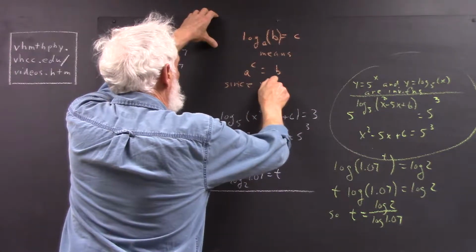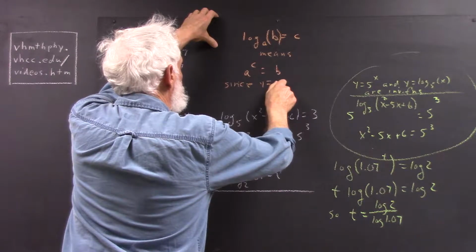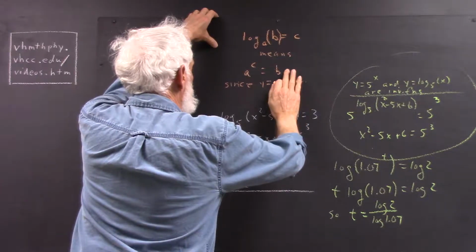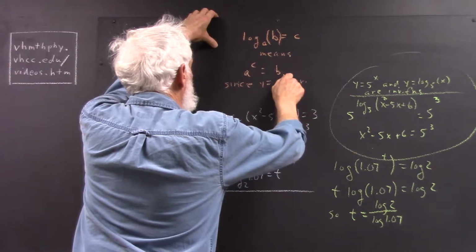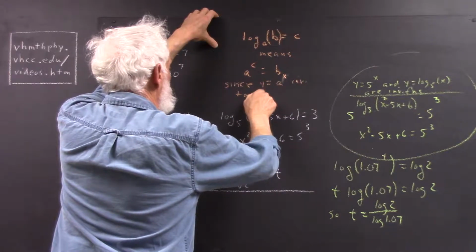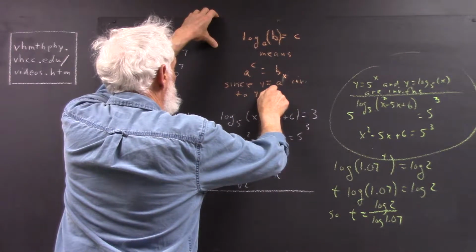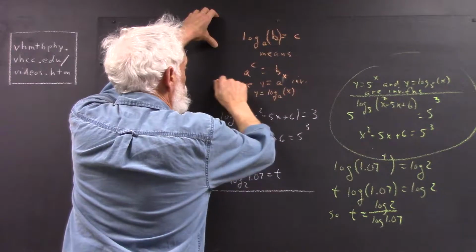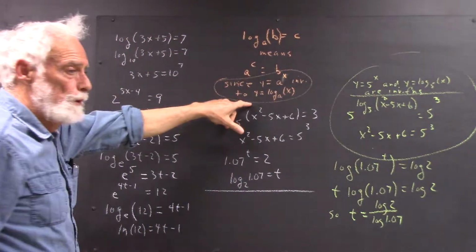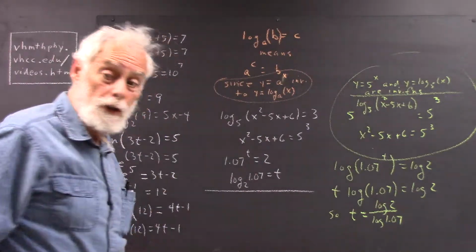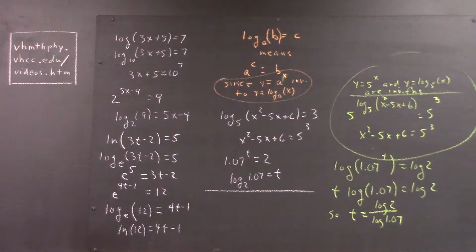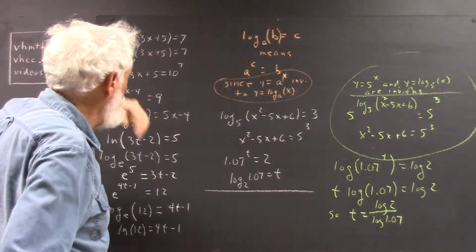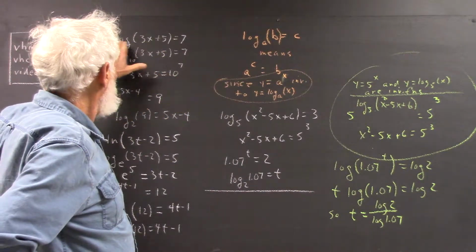Since y equals a to the x is inverse to the function y equals log base a of x, it's the inverse function relationship, which is what we started with when we started talking about logs and exponential functions. So what we have to identify is we have logarithmic form here.